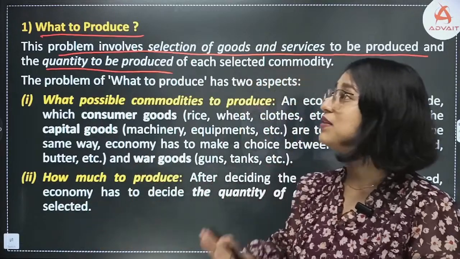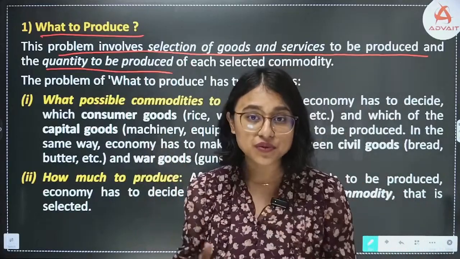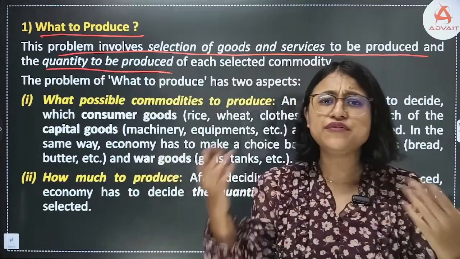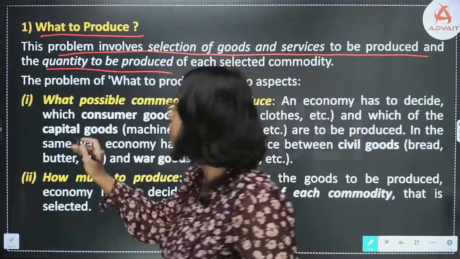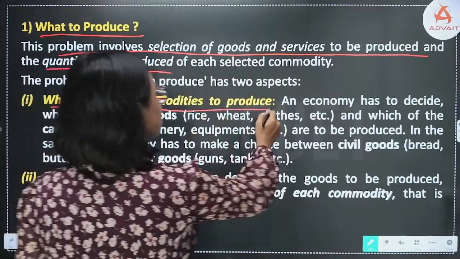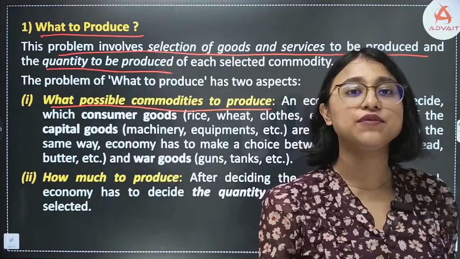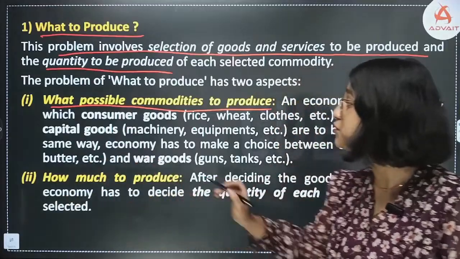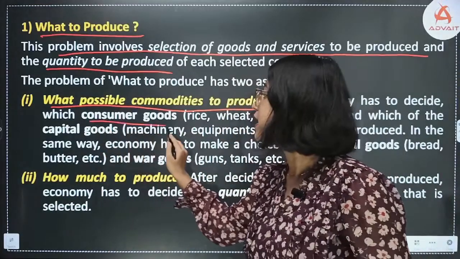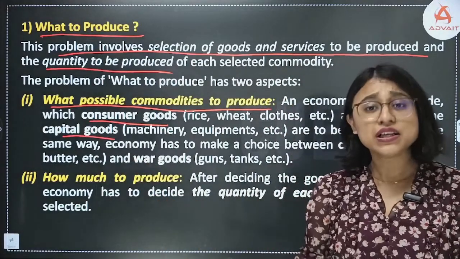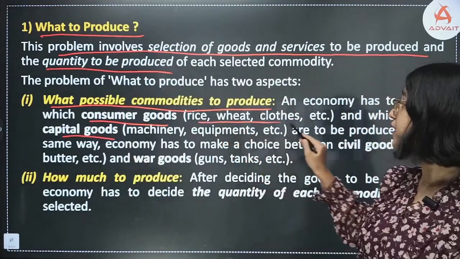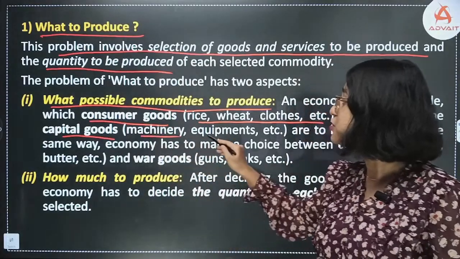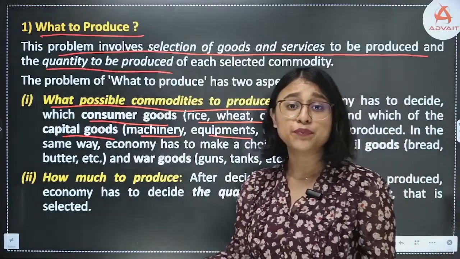Now, there can be different types of good. There can be consumer good, there can be producer good, there can be war good, there will be different types of good. So, প্ৰথমত যোনটো question আছে, what possible commodities to produce? What are the possible commodities that we will have to produce? It also involves a problem of choice where we have to choose between consumer goods and capital goods. What are consumer goods? Consumer goods are like rice, wheat, clothes, which can satisfy our needs directly. What are capital goods? Capital goods are machineries, equipment, etc., which helps in production of consumer goods.